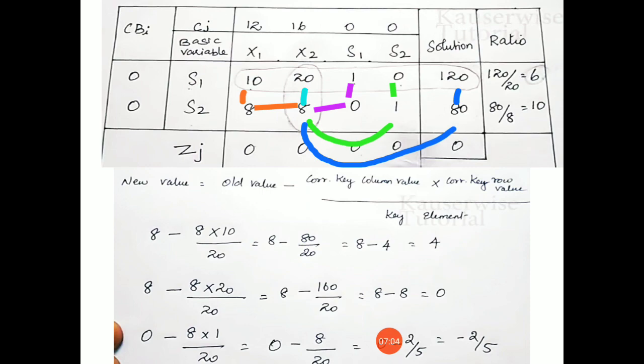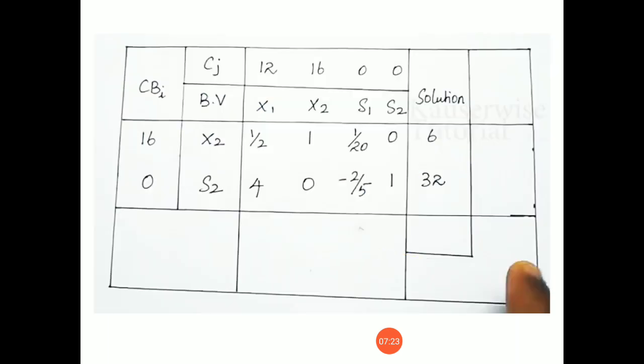I have shown the initial simplex table here, and for the corresponding key column value and key row value, for your convenience, I have marked lines. That is, for the first element I have used orange color to represent the corresponding key column value and corresponding key row value for the old value, and the key element we already know, that is 20. So in this way you can fill all the elements of the S2 row. So these are the elements of the S2 row: 4, 0, minus 2 by 5, 1 and 32.